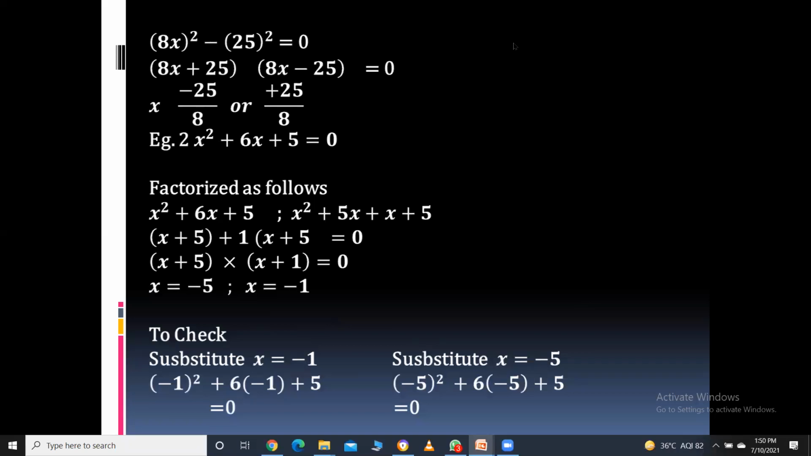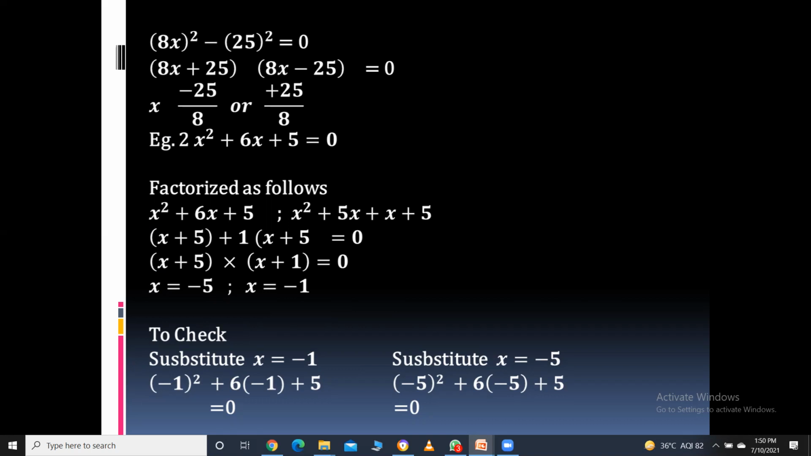Now, the value of x comes out to be minus 25 by 8, or plus 25 by 8. In another example, x square plus 6x plus 5 is equal to 0. It is factorized as follows, in which 6x has been divided into two parts, that is 5x plus x. So the equation comes out to be x square plus 5x plus x plus 5. So (x plus 5) plus 1 into (x plus 5) is equated to 0, and the value of x comes out to be minus 5 and minus 1.